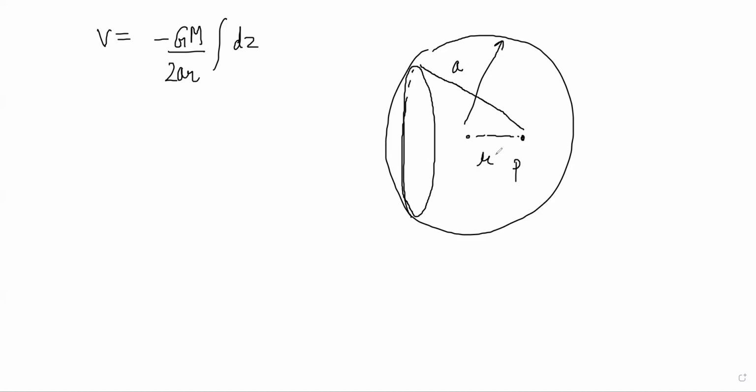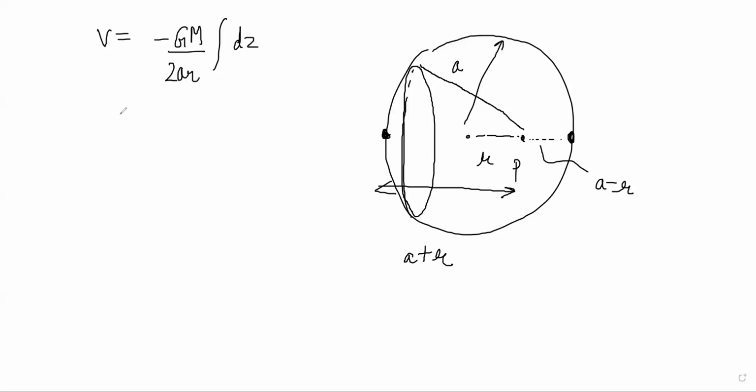So all similar shells like before, one small shell will be here and one small shell will be here when theta goes from 0 to pi. The distance of the shell from point P in this case is actually a minus r, and in this case from here to point P is actually a plus r.